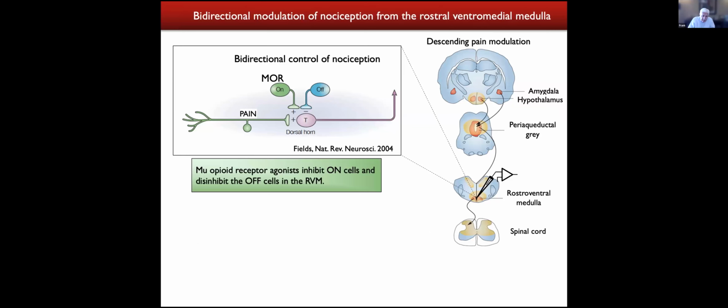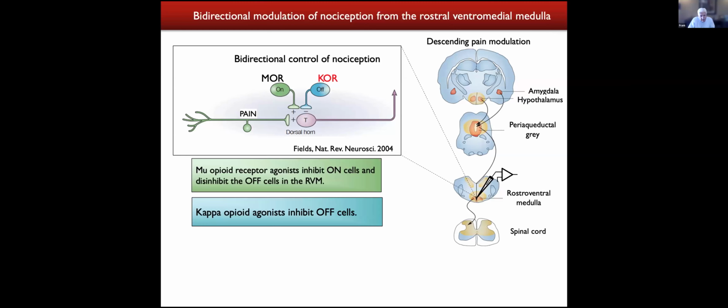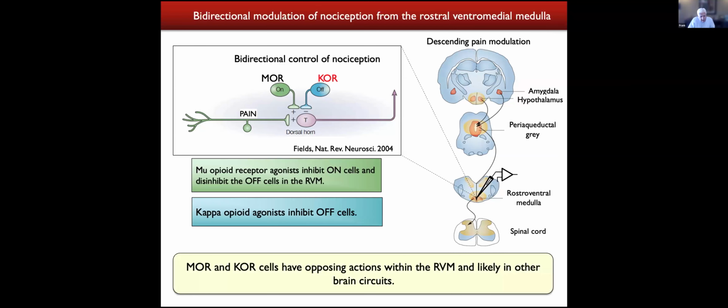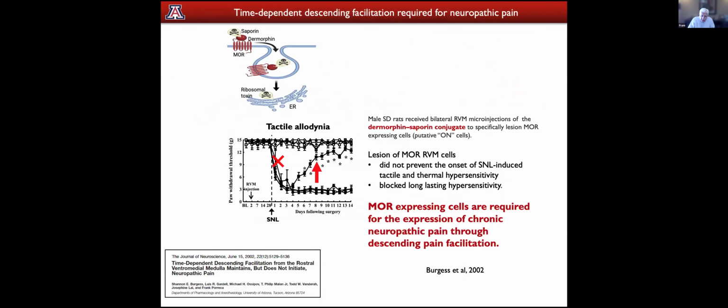Now, at that time, of course, people were interested in other types of opioids and opioid receptors. And so kappa receptors were thought to be potentially analgesic. But when they were microinjected into the brain, they produced hyperalgesia. And so the concept emerged that the off cells, the pain inhibition cells, might be the cells that express the kappa opioid receptor. And so mu and kappa opioid receptor expressing cells might have opposing actions within the rostral-ventral medial medulla. And this seemed to be true and likely is true in other brain circuits as well. Okay, so all of those studies were done in modulation of acute pain.